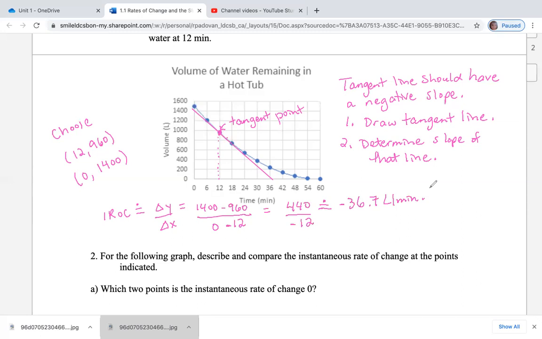So that's an estimate on what the instantaneous rate of change is at that 12-minute mark. And if we look at the question before, that was also asking us to estimate the instantaneous rate of change at 12 minutes. I got an answer of negative 37.5. So this is not exact, but it's close to 37.5.